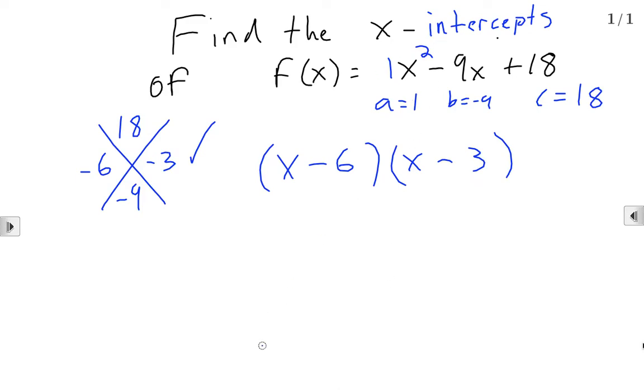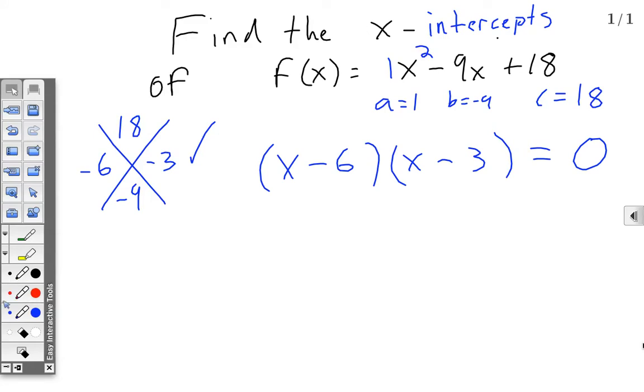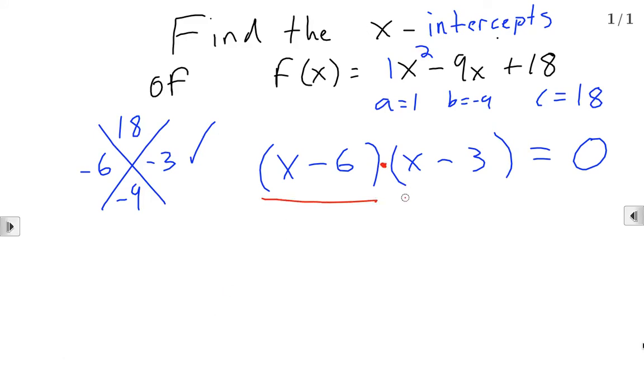Now to find the x-intercepts, we take our function and set it equal to 0. And now because we're factoring, we can use what's called the zero product principle. If you have something times something, and 0 is the total, one of these two terms has to be 0. If these multiply together to be 0, one of them mathematically has to be 0. So that's why we factor. It's to set up the multiplication so that we can use the zero product principle.